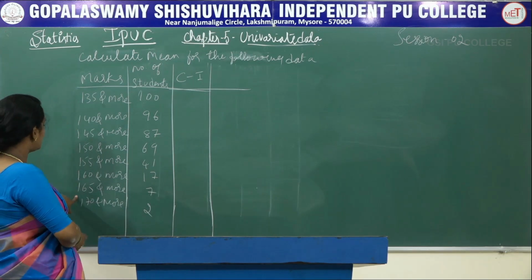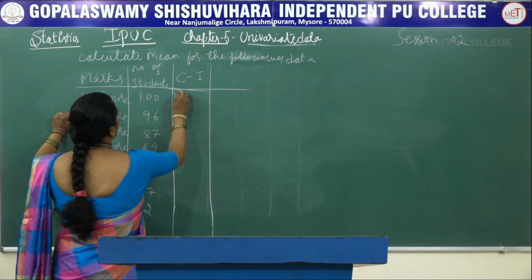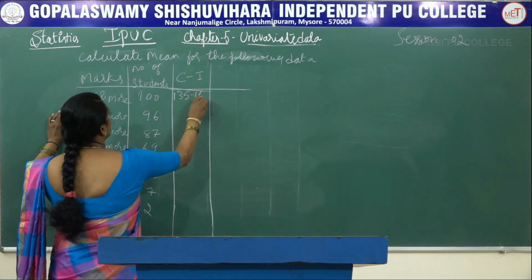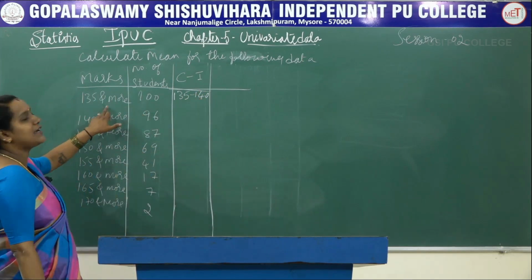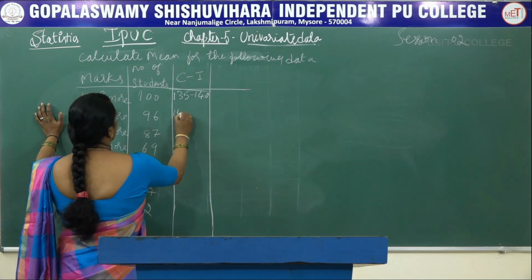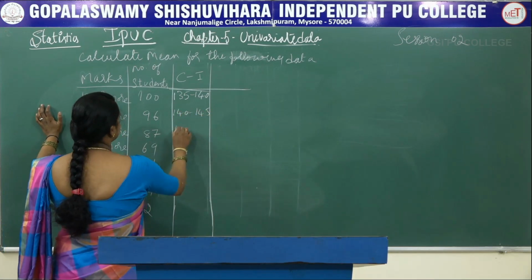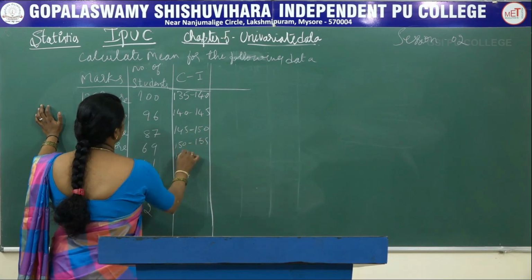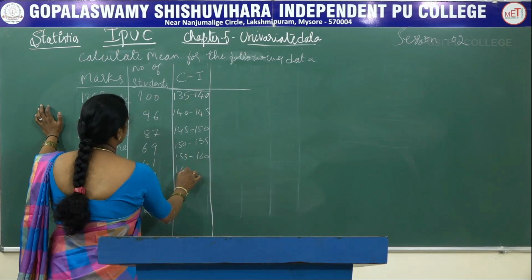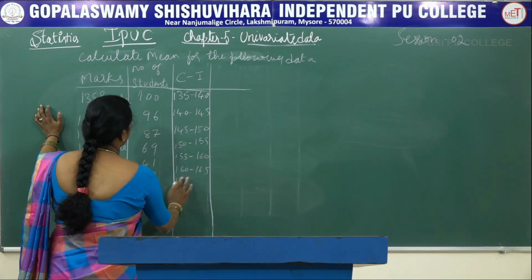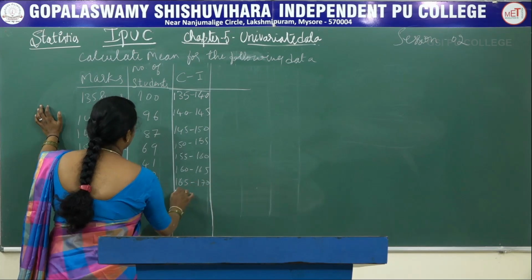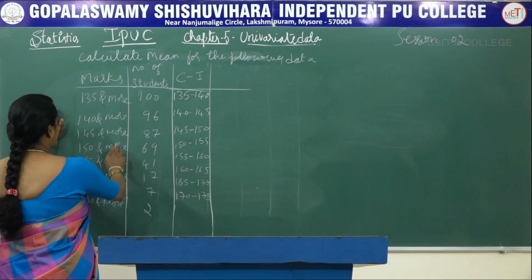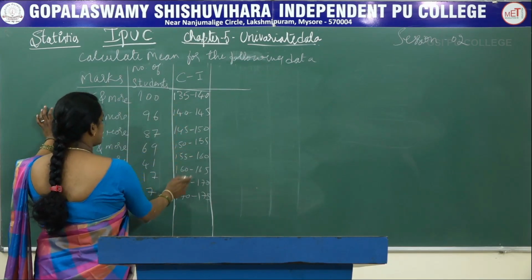In each and every value the difference is 5. It starts from 135 and the difference is 5, so till 140 we can write more than 135, that is greater than 135. So I can write the class interval like this. 1, 2, 3, 4, 5, 6, 7, 8.